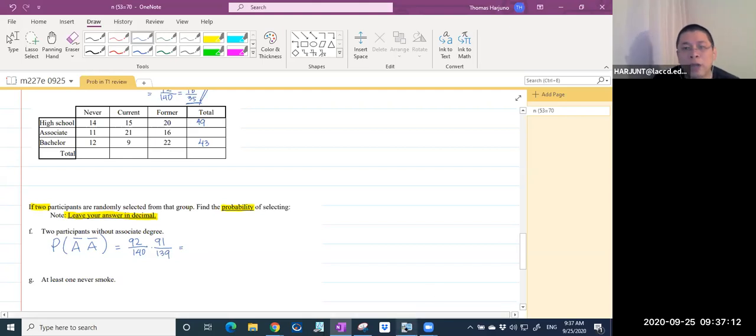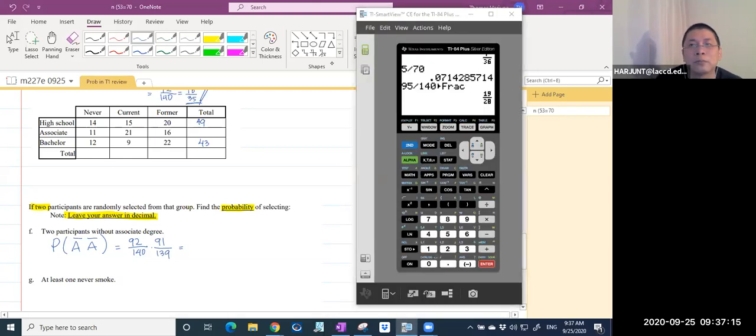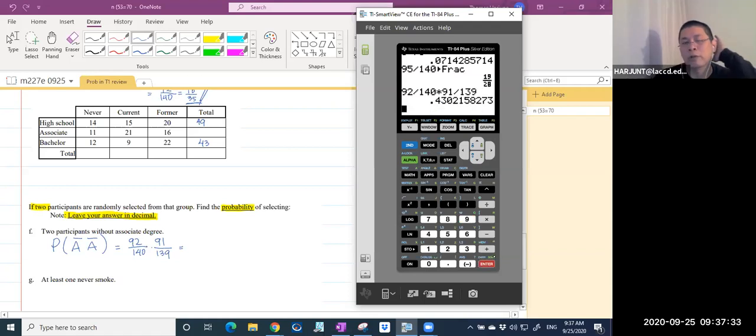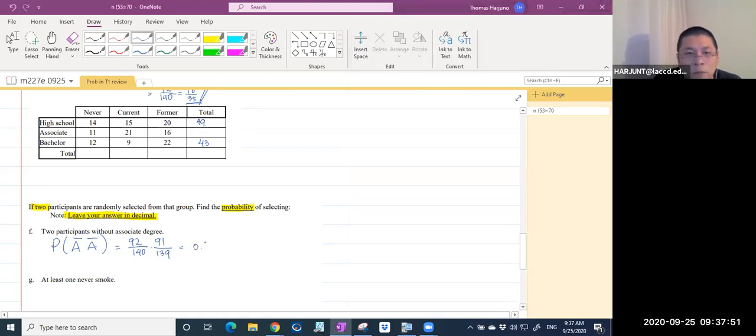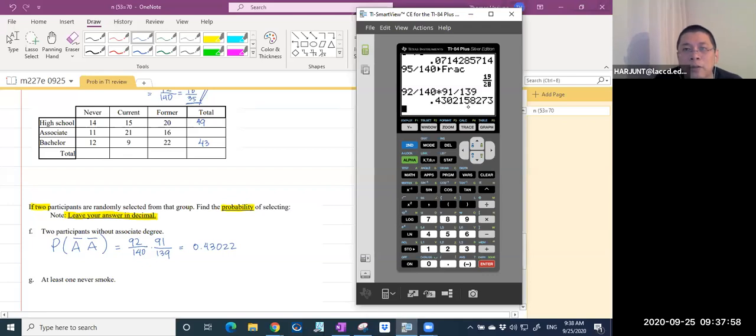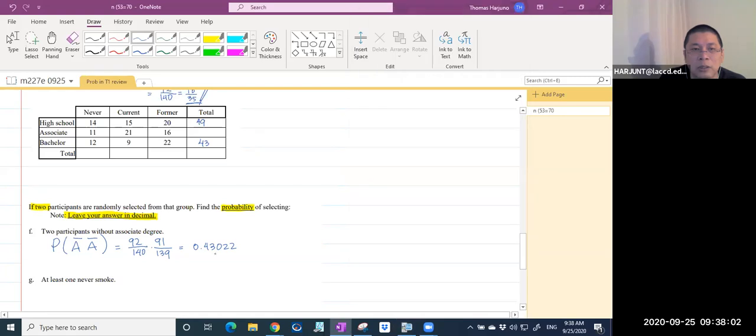Now when you use your calculator, type it all at once. So 92 over 140 times 91 over 139. Why? If you do one fraction at a time, then you are forced to do rounding error times another number with rounding error. You end up with compounded rounding error. Now here, you just do it all at once. You get 0.43022. Supposed to be 2158, but because I round to 5 decimal places, it's 22.